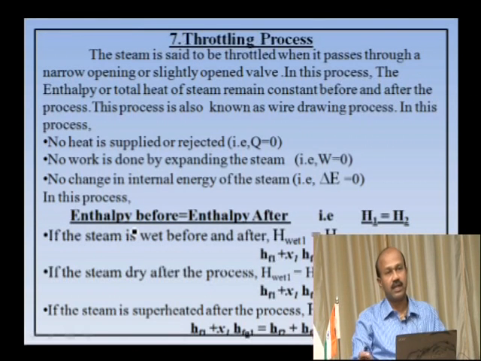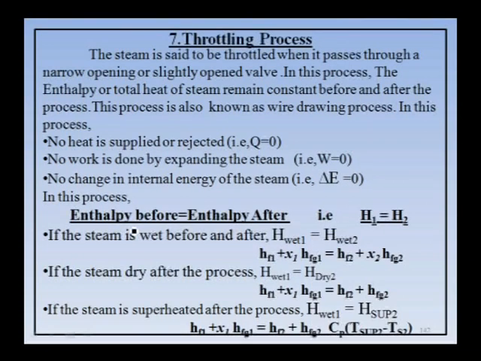Next we will go to the last process in vapor processes, that is the throttling process. So what is actually a throttling process? The steam is said to be throttled when it passes through a narrow opening or slightly opened valve, like a nozzle, a small opening. When the steam passes through a small opening or through a nozzle, that process is called a throttling process. Simply, you can say passing of steam through a small passage is called a throttling process.